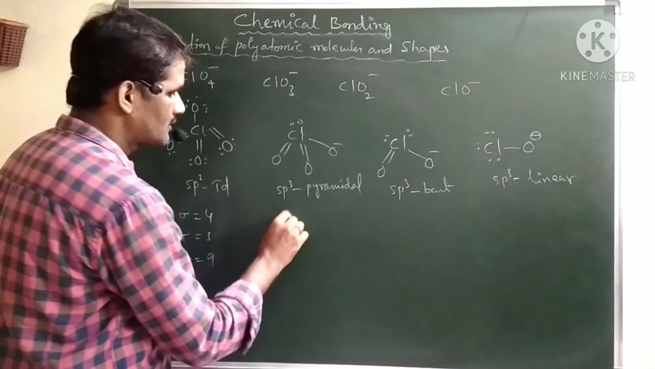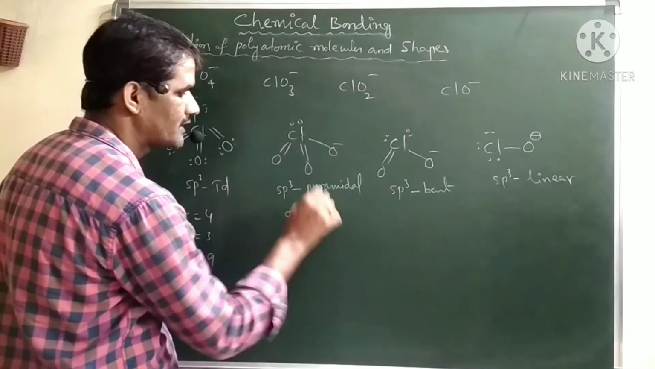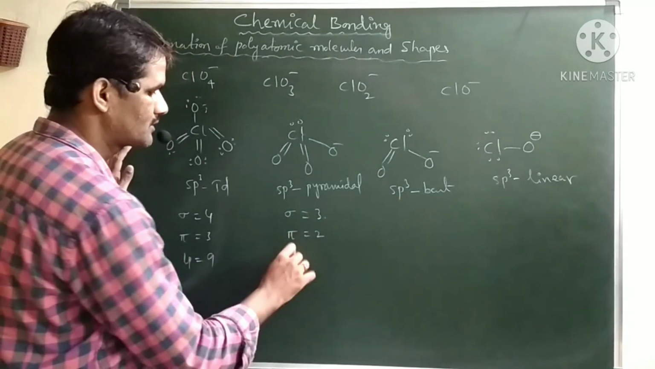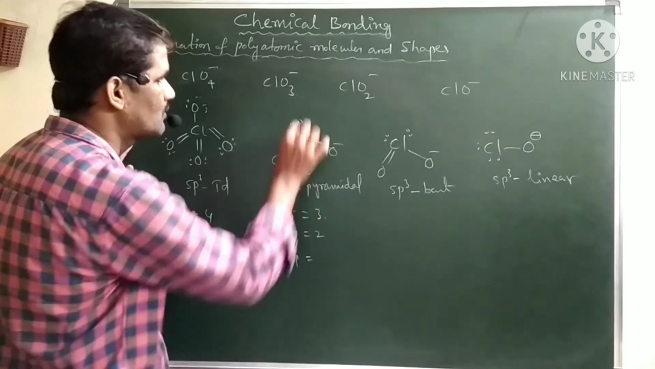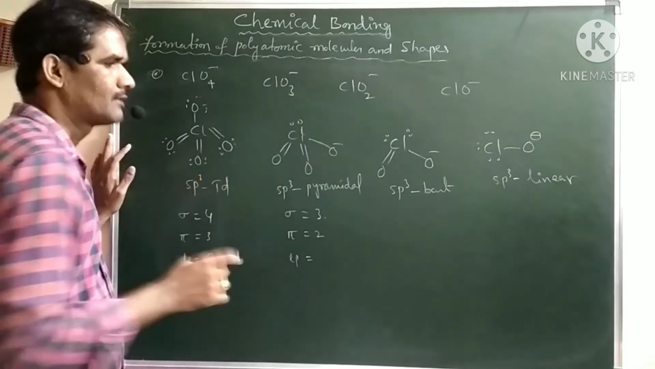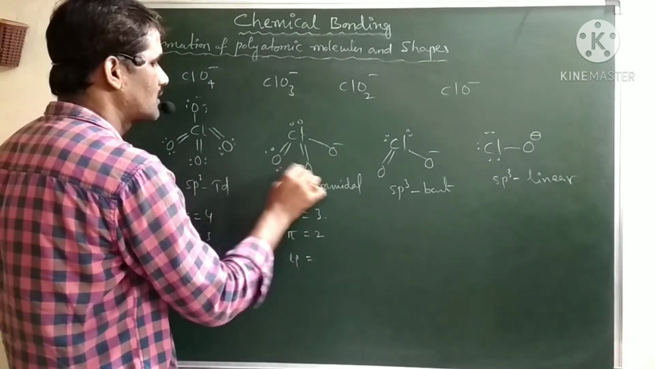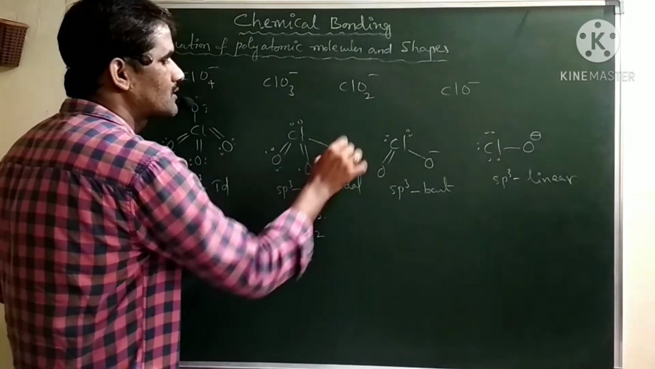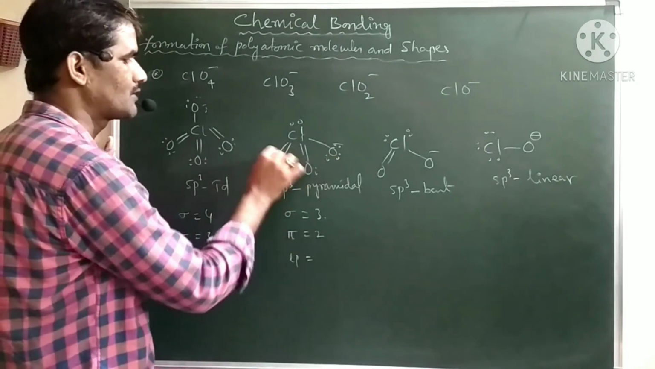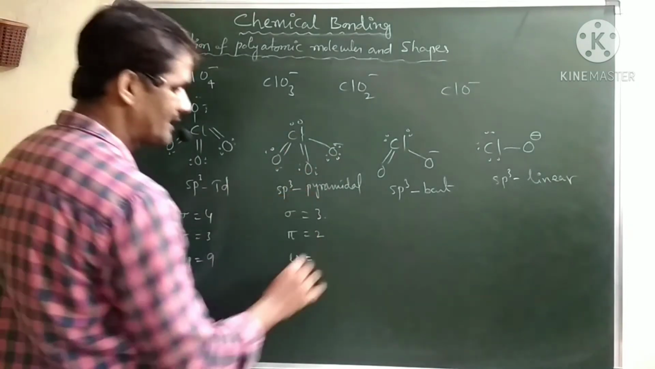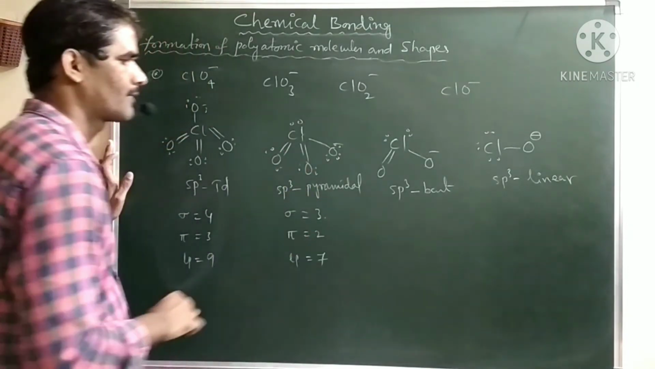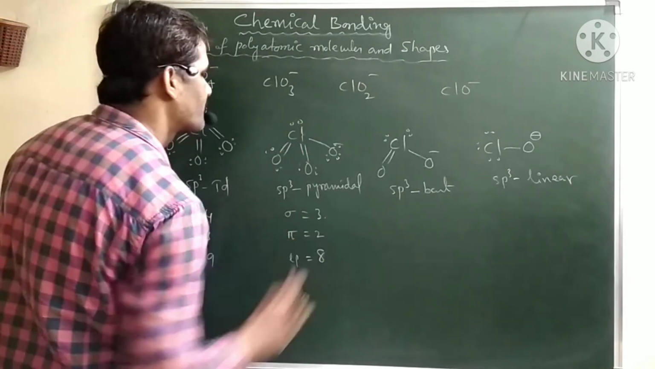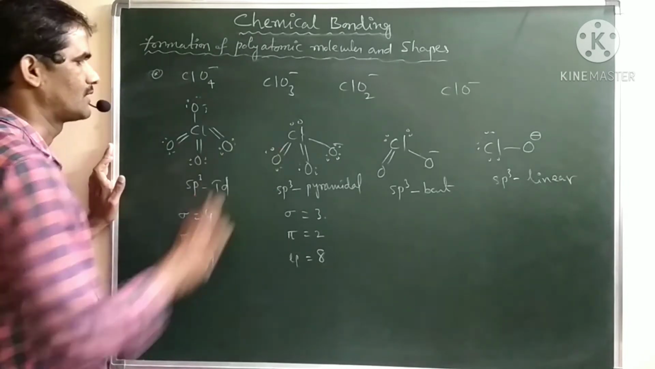Now here, 3 sigma bonds, 2 pi bonds, and again lone pairs. The central atom has 1 lone pair, but on the overall molecule, if you count, this oxygen carries 3 lone pairs, the remaining carry 2, 4, 3, 7 lone pairs, 7 plus 1, 8 lone pairs on this molecule.